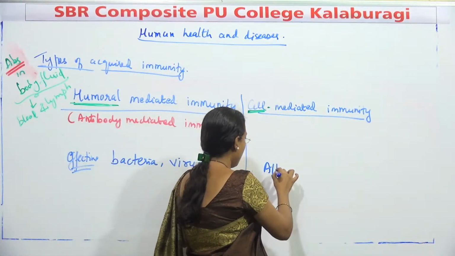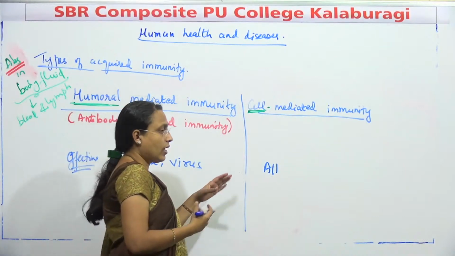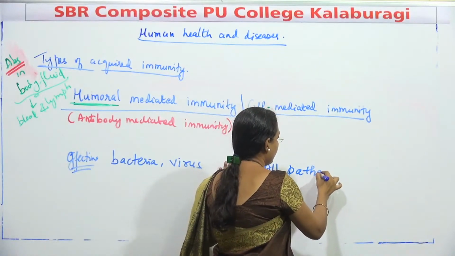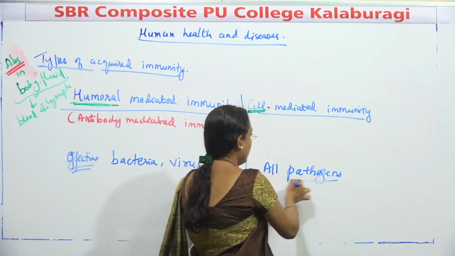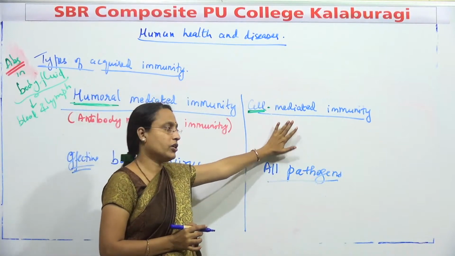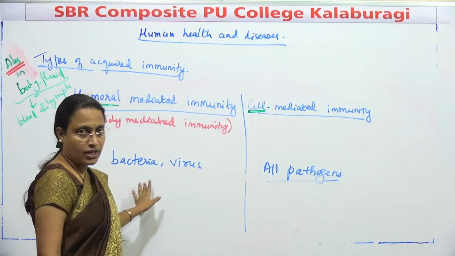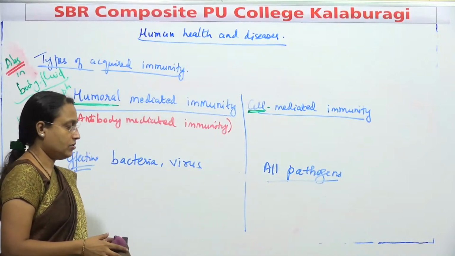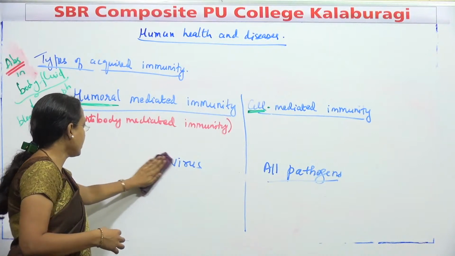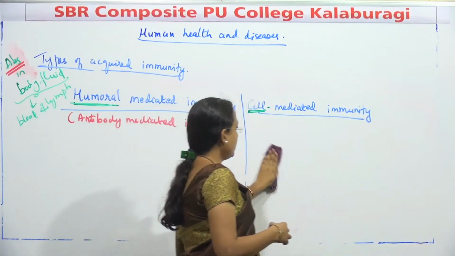All pathogens means apart from bacteria and virus, also fungus, protozoa, helminths, like that. So all pathogens can be effectively dealt with by cell-mediated immunity. Humoral immunity is limited in this. This is again the next difference between humoral as well as cell-mediated immunity.